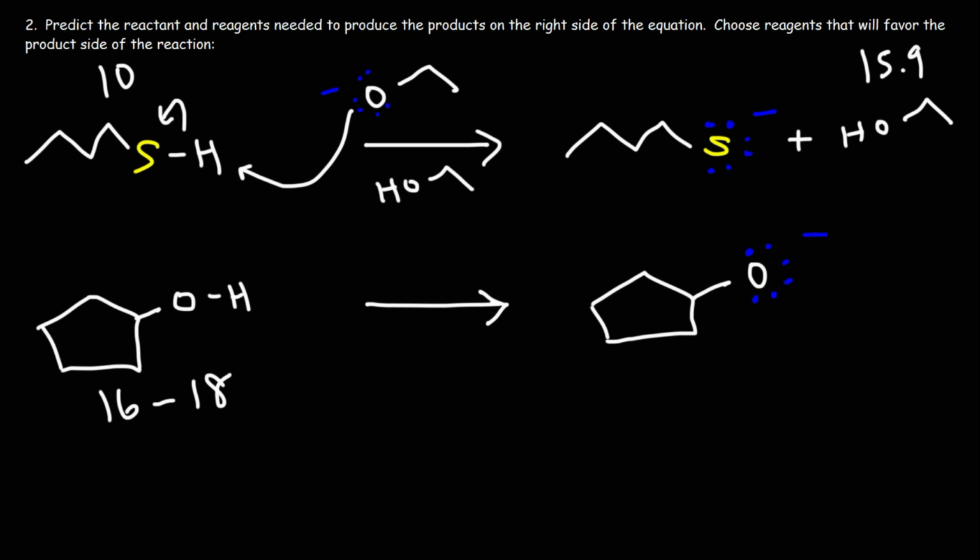So the reaction is going to shift to the side with the weaker acid, that is, the acid with the higher pKa value. So it's going to shift to the right. So ethoxide is strong enough to remove the hydrogen from thiol.